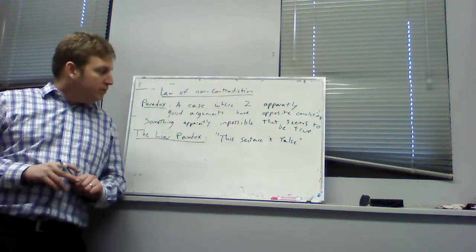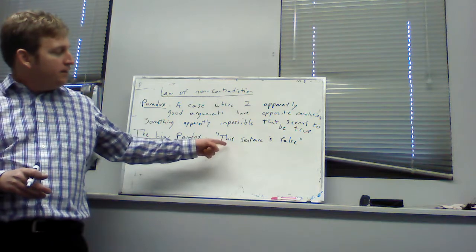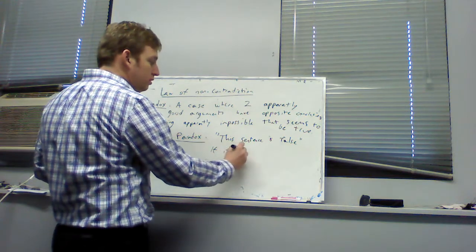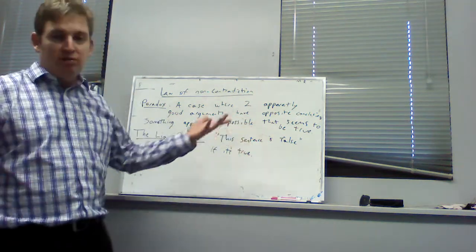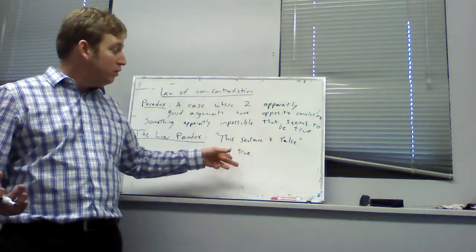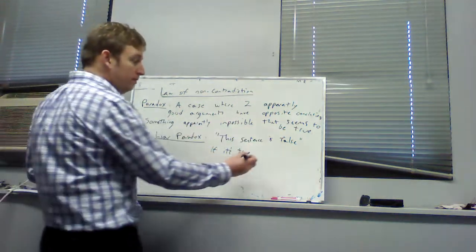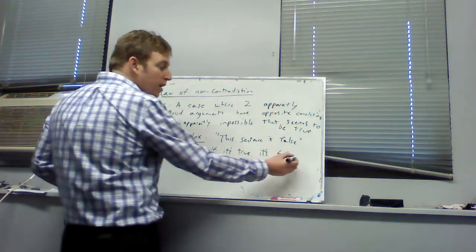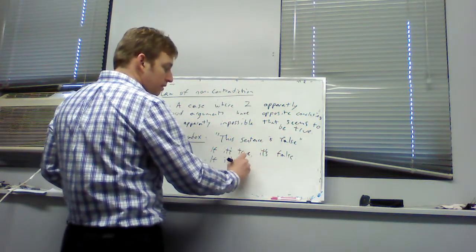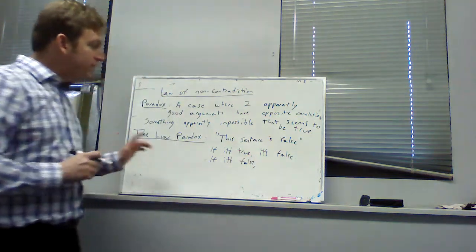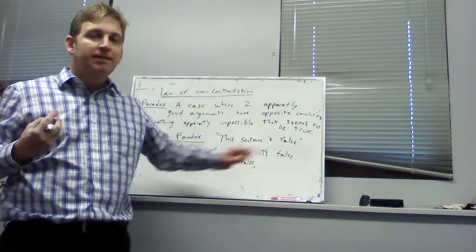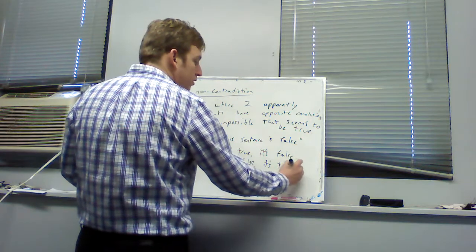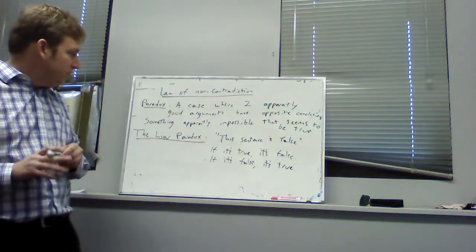And in this case, we have a real problem, because it looks like if this sentence is true, well, then what it says is true, and what it says of itself is that it's false. So if it's true, then it's false. But if it's false, then it's not false, because what it says is that it's false. So if it's false, it's true. So if it's true, it's false. If it's false, it's true.